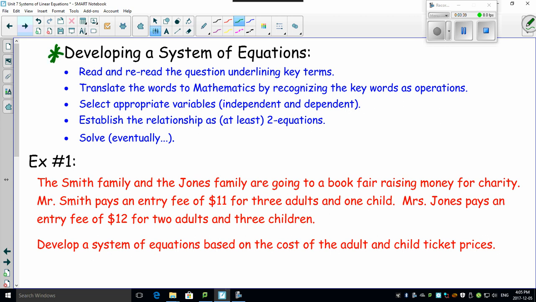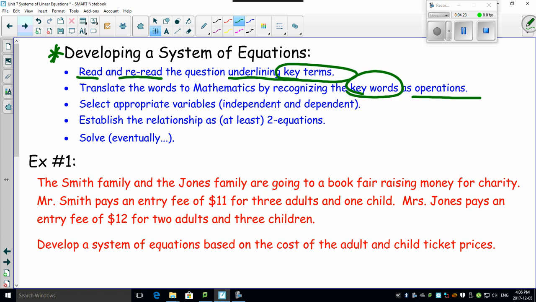That's the question. First thing, read and reread a third time, reread a fourth time, reread a fifth time if you have to, and always try to underline key terms. That's the important thing. Try to find out what the key terms are that you're talking about. Then translate the words into mathematics, recognizing keywords as operations. So look for things like "and," which means plus, "difference," which means subtraction, "multiples of," timesing by. The word "is" means equals, and things like that.